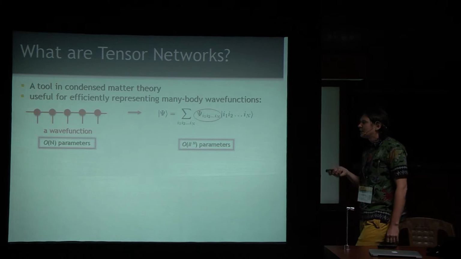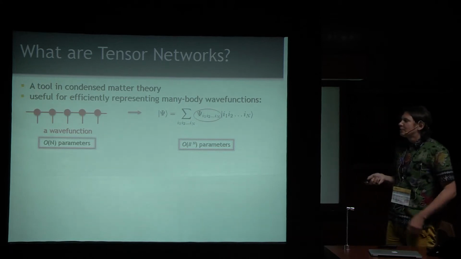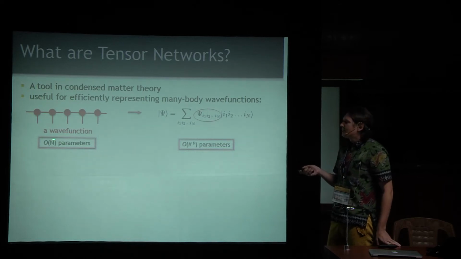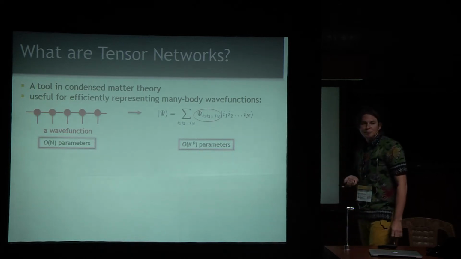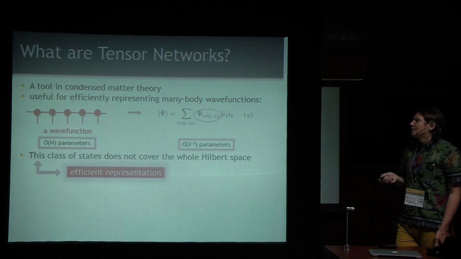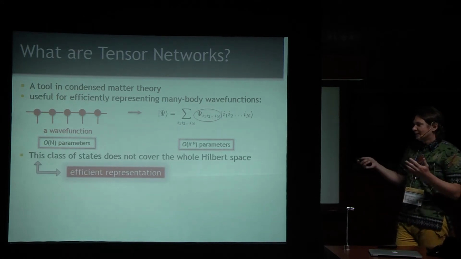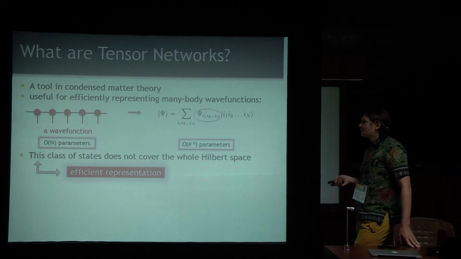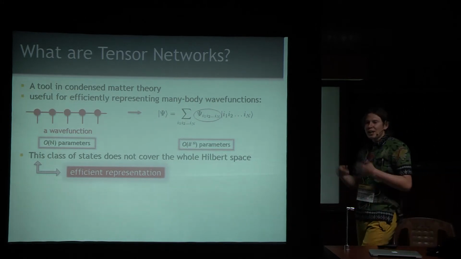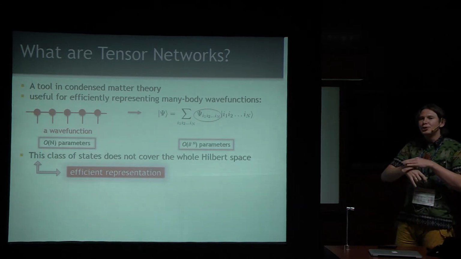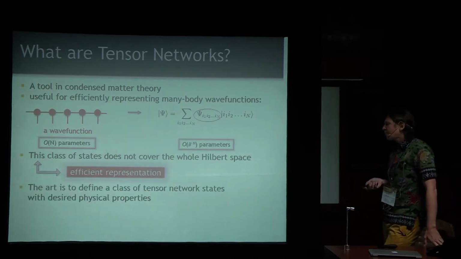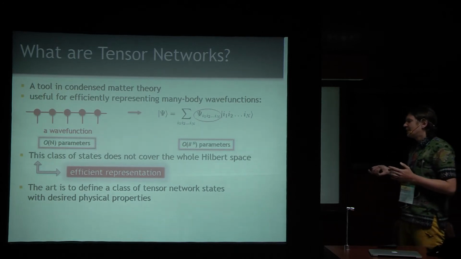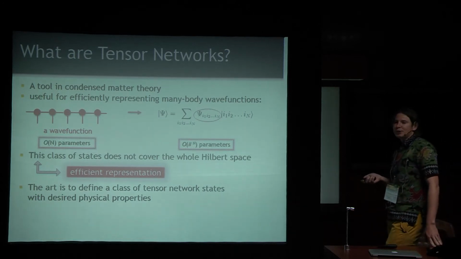internal structure, such as this one. For example, in going to this type of tensor network, I am now talking about an object whose number of parameters scales linearly and not exponentially with n. Of course, this class of states does not cover the whole Hilbert space, but that's just as well, because we're looking for an efficient representation. And obviously, an efficient representation cannot be good for every state in the system. The art, of course, in tensor networks is to define a class of tensor networks which have desired physical properties.